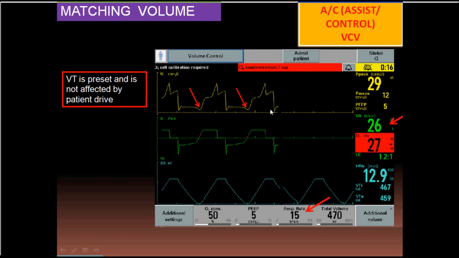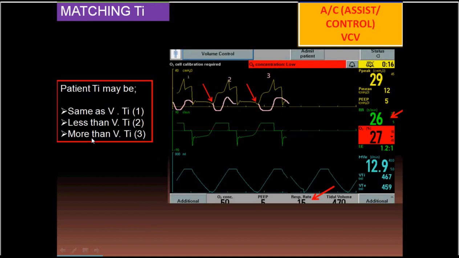When it comes to the volume also, this is what will be delivered after triggering: the preset tidal volume, with no increase or decrease from this tidal volume. And inspiratory time, this is very important. In this volume controlled, assist controlled mode, the patient triggers and the ventilator delivers by its preset flow, its preset tidal volume, its preset inspiratory time.